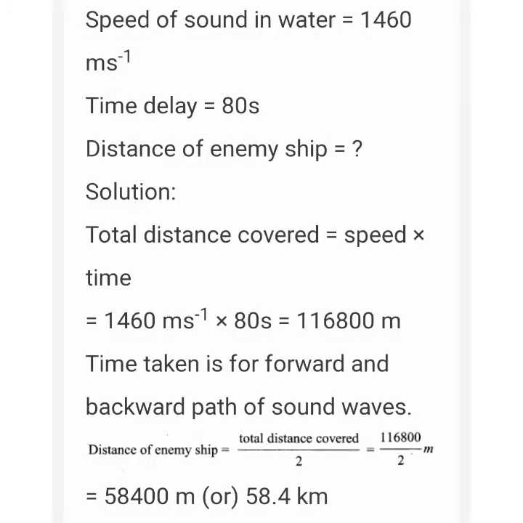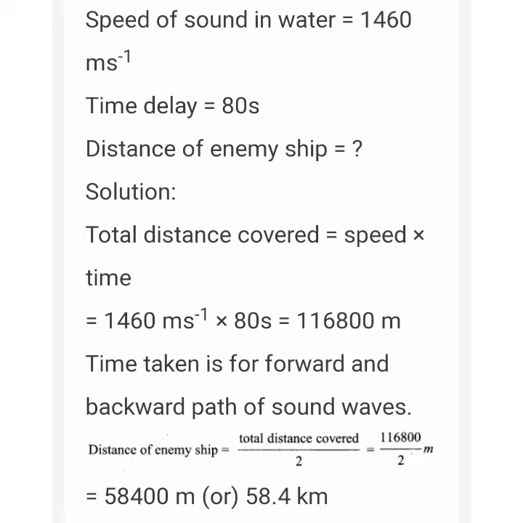Okay. Now the calculation part. Speed of sound, we know. From this we need to calculate the distance. So what formula do we have? Speed is equal to distance by time. Here we need distance, so distance is equal to speed into time. So 1460 into 80. Multiply it, you will get 1,16,800 meters.